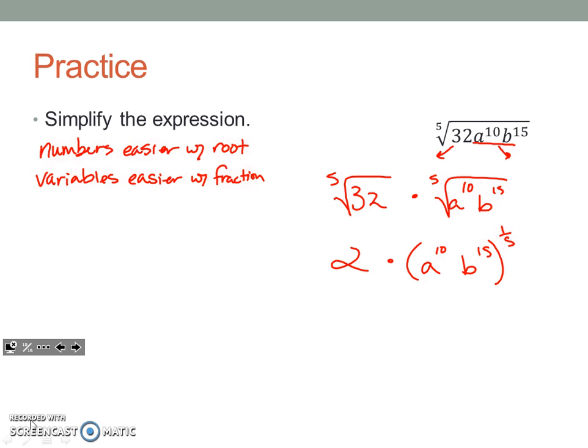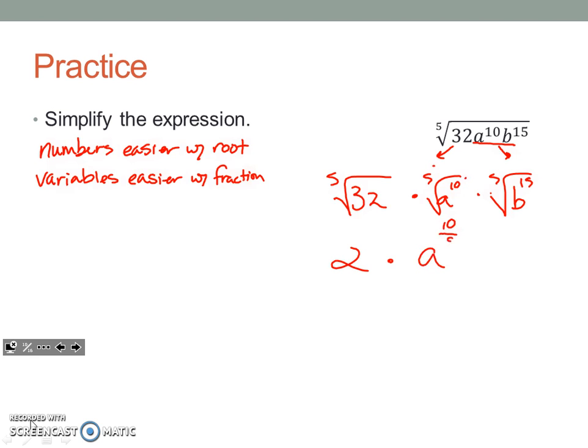Okay. And then my 1/5 distributes. Or my other option is that I can even separate this further. I can make this a 5th root of a to the 10th and a 5th root of b to the 15th. And now I'm doing my jam rule on these two separately. That's a to the 10 over 5. That's b to the 15 over 5.